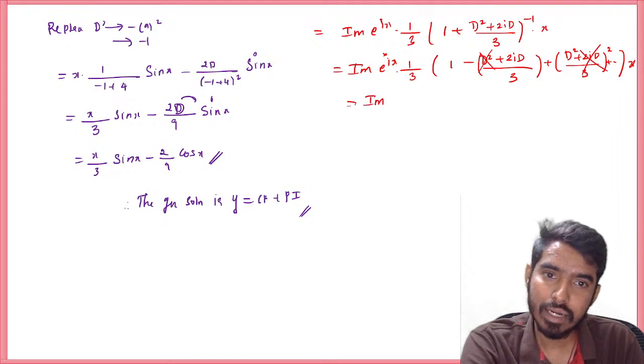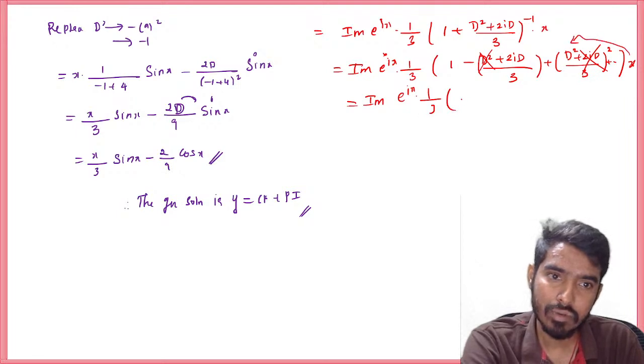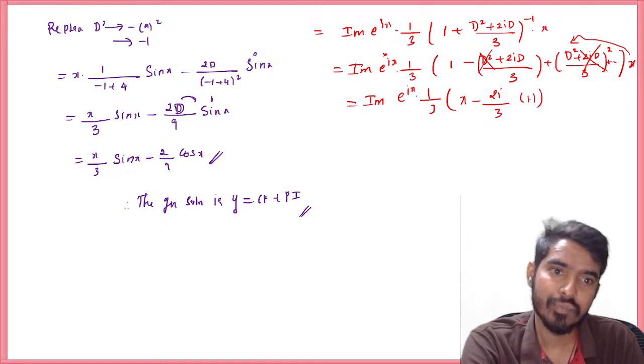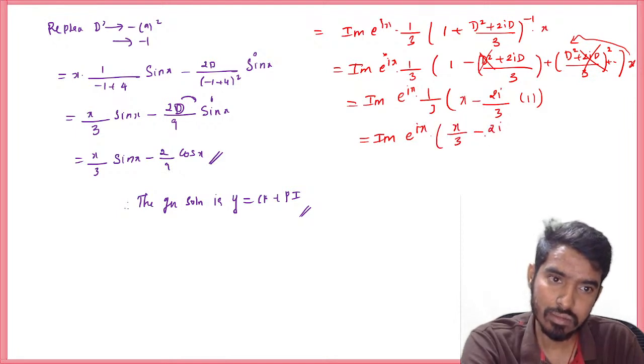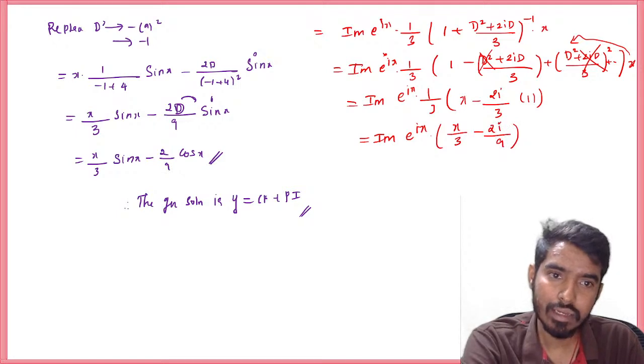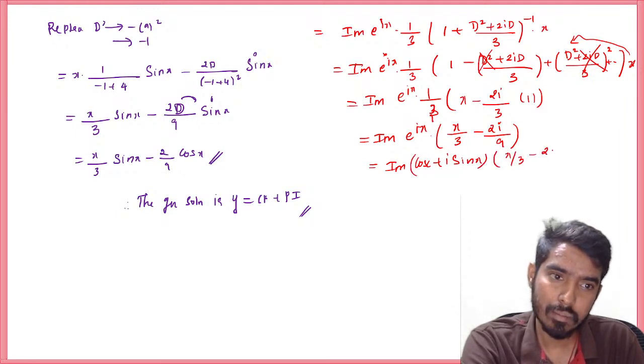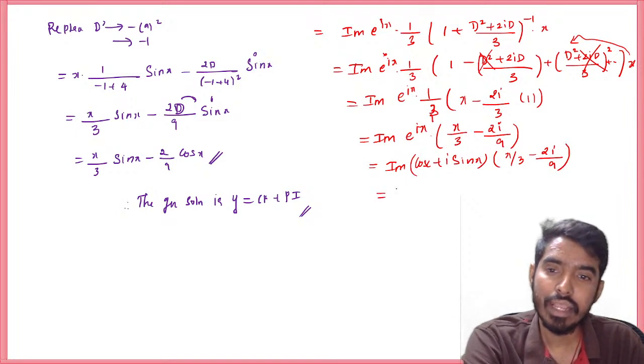So it will be imaginary part of e power ix 1 by 3. So multiply this x inside. So we will have x minus 2i by 3. D of x is 1. Right? So this will be imaginary part of e power ix, x by 3 minus 2i by 9. Right? x by 3. I'm just multiplying this 3 inside. So now you consider imaginary part of, what is e power ix? cos x plus i sin x, x by 3 minus 2i by 9. Now you take only the imaginary part.